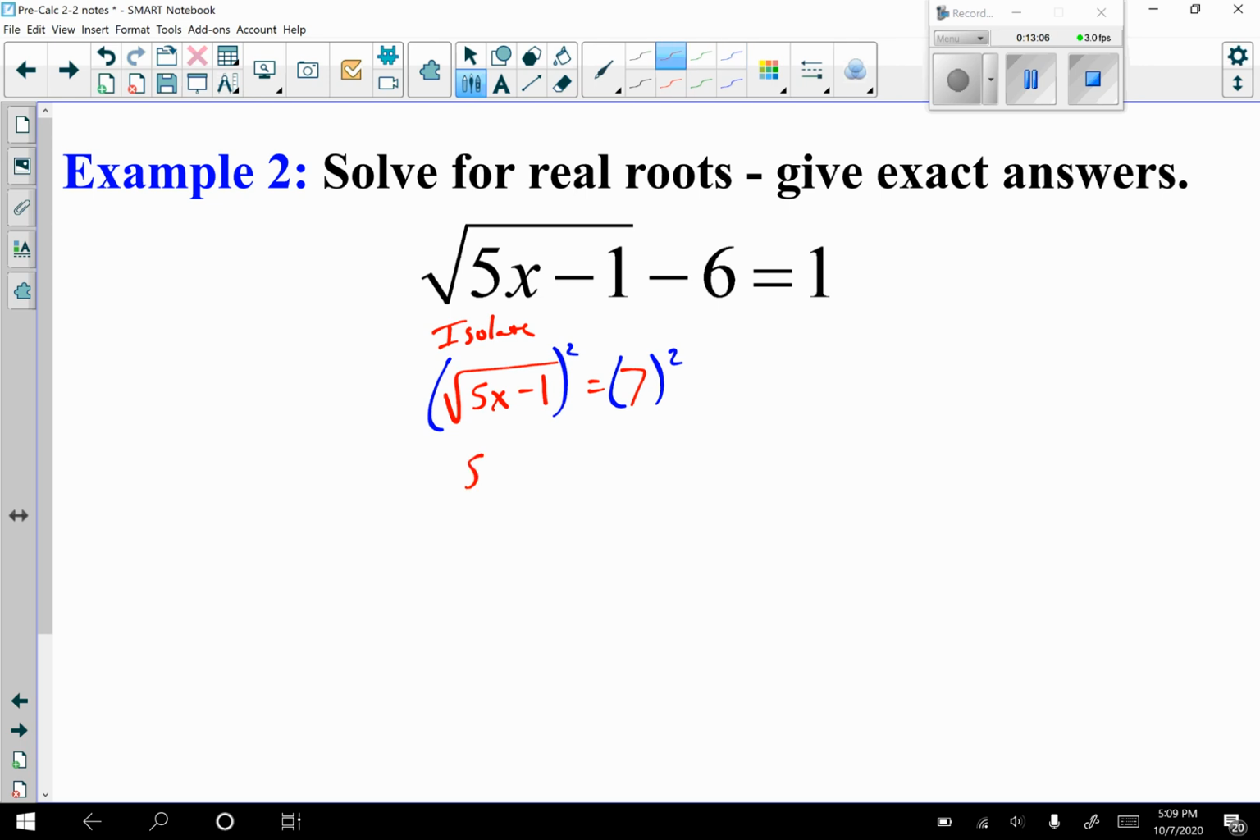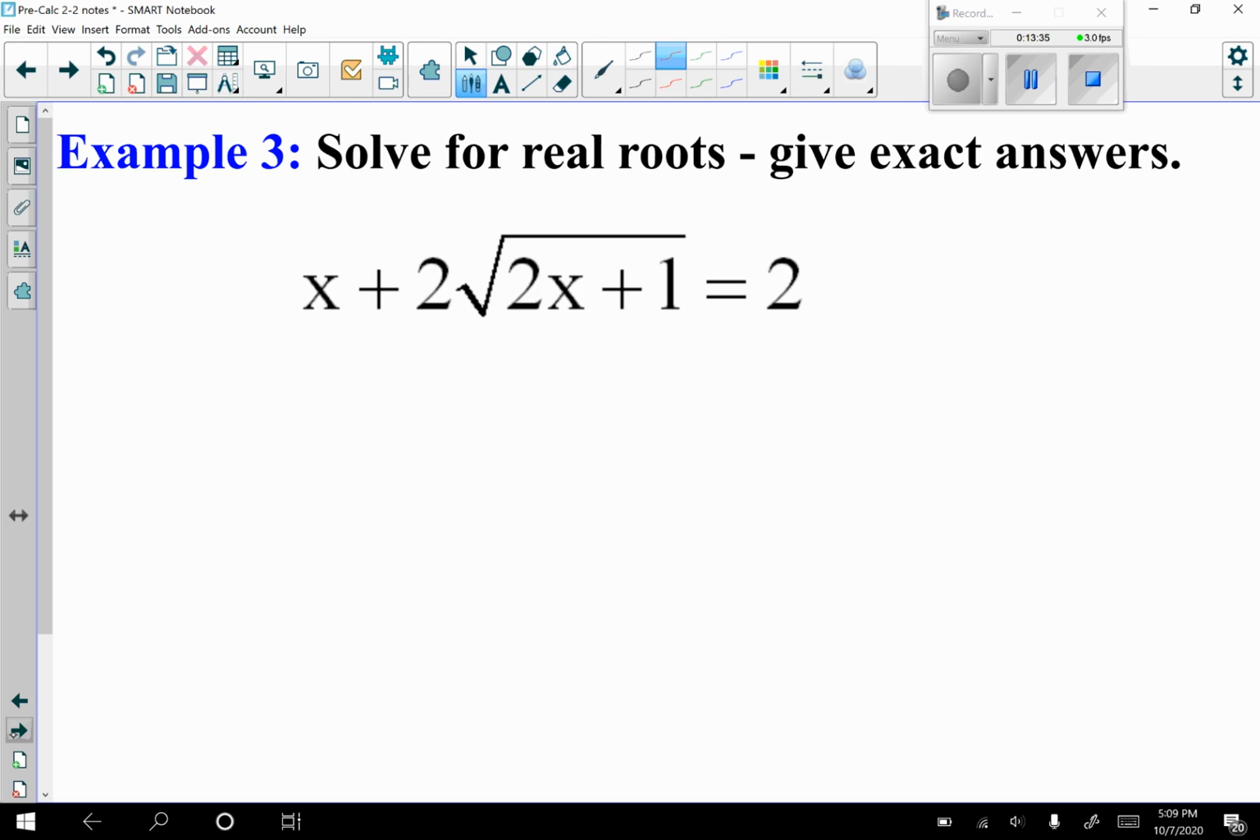That makes this just come out as 5x minus 1. 7 squared is 49. And add 1, divide by 5. That's 50 divided by 5, which is 10. Okay. So once we square it, it should turn into a problem pretty easy for us. But isolate that term first before you square it. Otherwise, you have two pieces in here. You got to square the entire side, okay, not individual parts. So try to isolate it first.